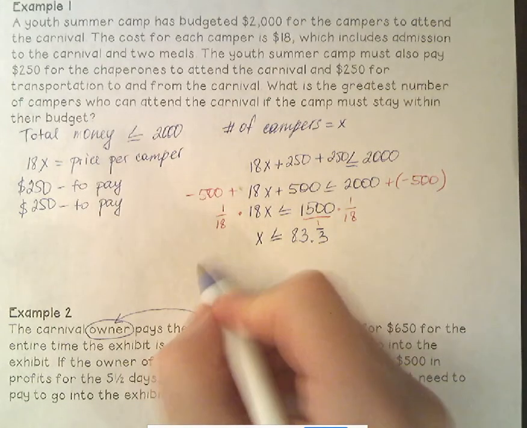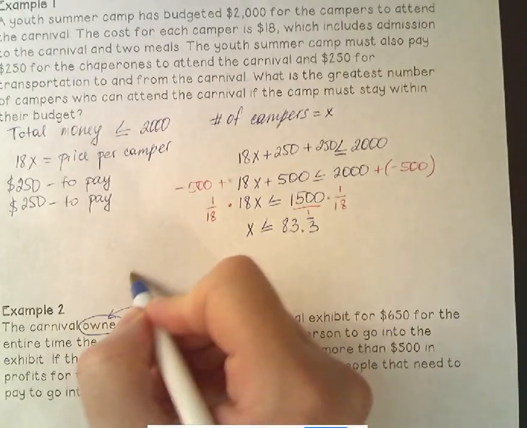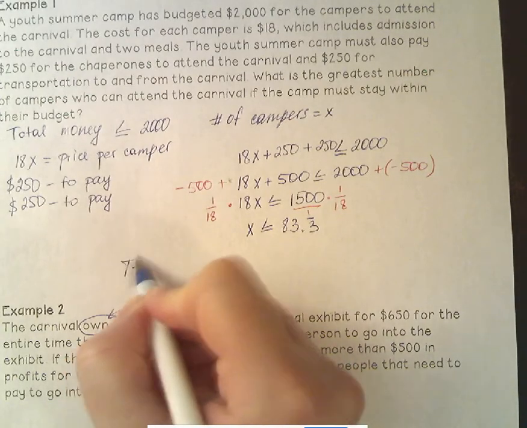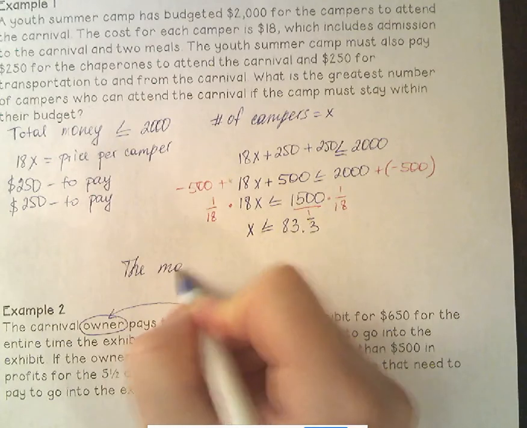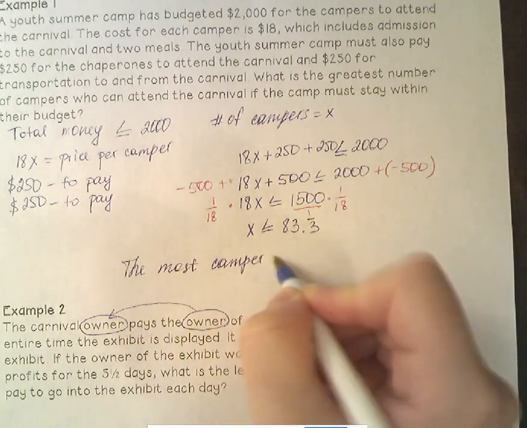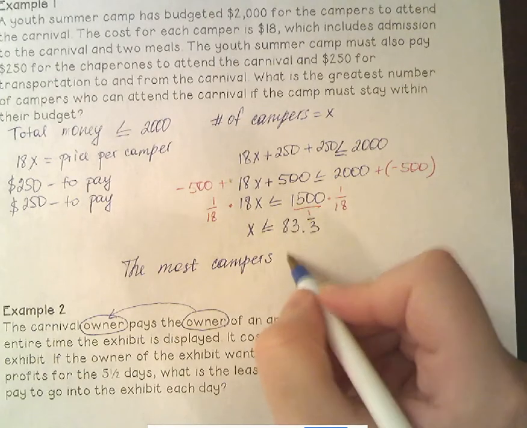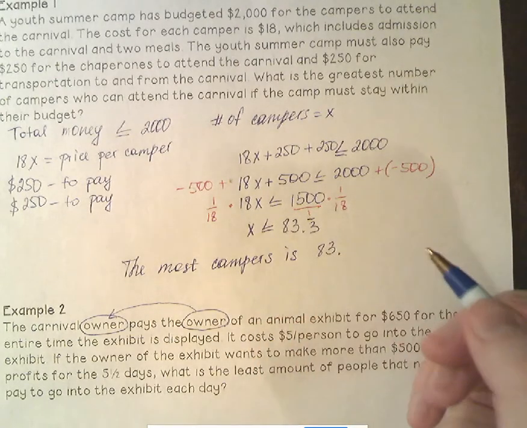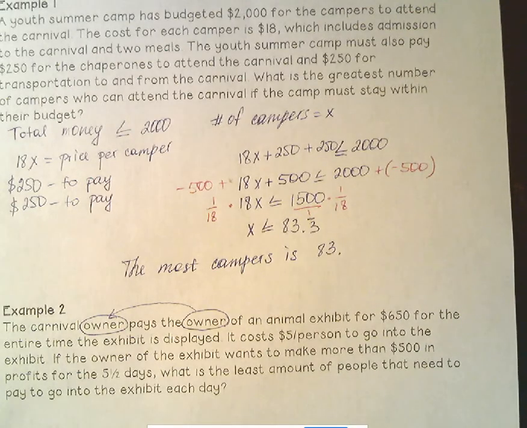All right. So the answer: the most campers is 83, or the most number of campers.